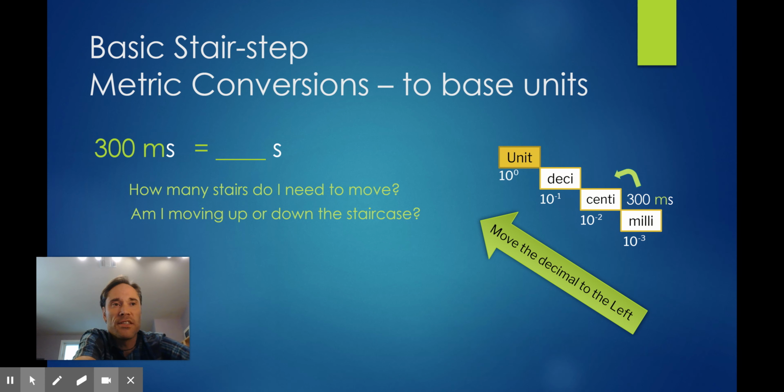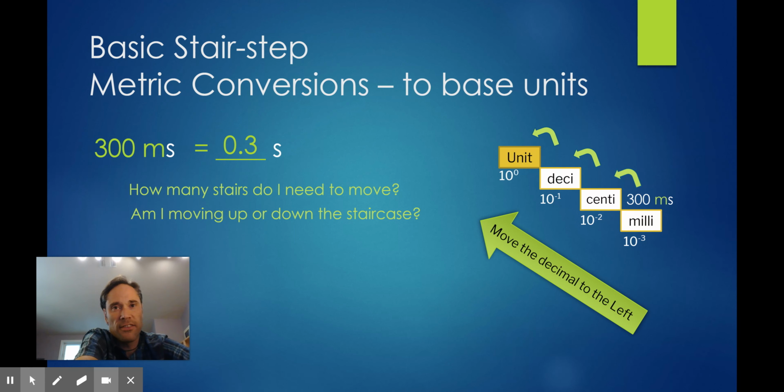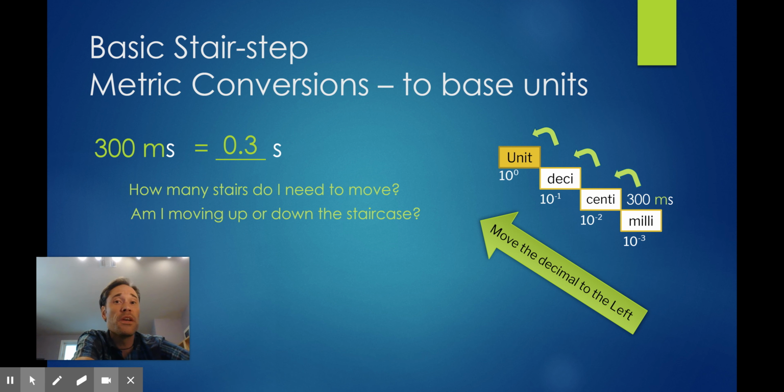I have to do that 1 stair, 2 stairs, 3 stairs. So that means that each time I'm going to move the decimal point to the left. So my final answer to this is I walk away with 0.3 seconds. So 300 milliseconds is 0.3 seconds or 3/10 of a second. So I moved up the staircase. I counted each one of the stairs. I moved my decimal point to the left 3 slots, and I get my final answer. Pretty easy to do. We can go the opposite direction in the exact same way.